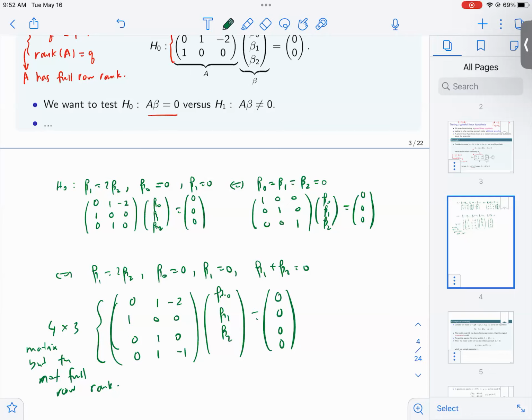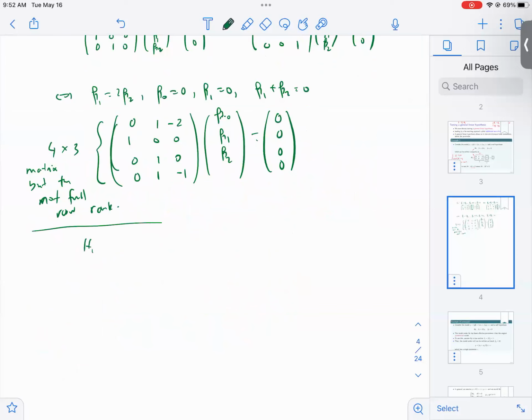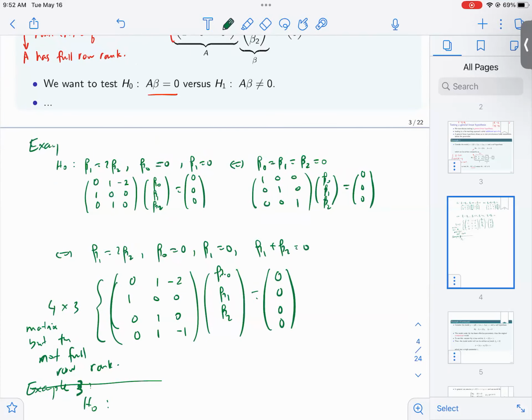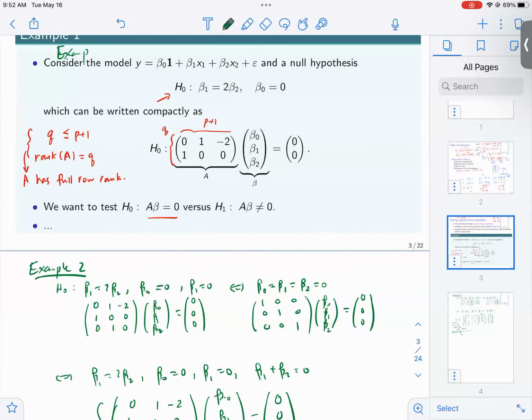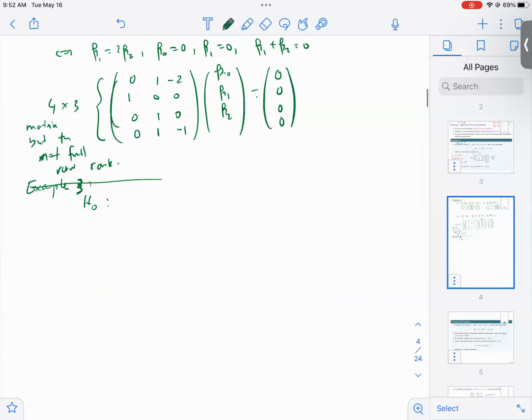Hopefully correct. Let me do another example. So suppose you have H naught is example 3. This is example 3. Example 2. This is example 1. So example 3 would be like beta 0 is equal to beta 1 is equal to beta 2. Not equal to 0, just they're all equal. So how many independent constraints do we have here?